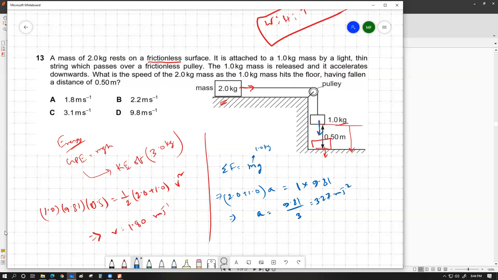meter per second square, and then a very basic kinematics equation follows. v squared equals u squared plus 2as, so therefore v equals root of 0 squared plus 2 into 3.27 into 0.50, which gives you 1.80 meter per second. So do you have a question about whichever rings your bell?